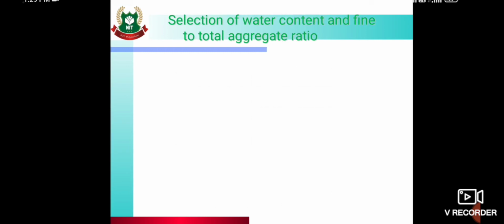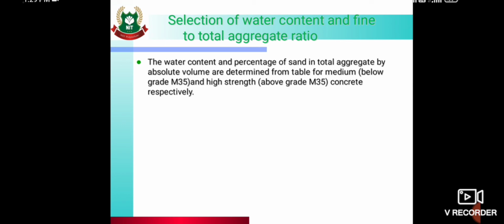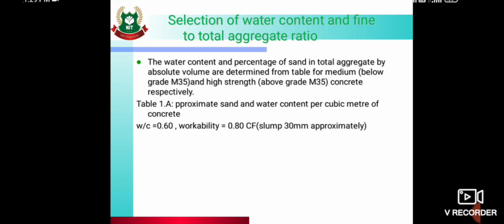Then selection of water content and fine to total aggregate ratio. The water content and percentage of sand in total aggregate by absolute volume are determined from the table for medium strength, that is below grade M35, and for high strength, above grade M35, concrete respectively. The approximate sand and water content per cubic meter of concrete we have to select from the table. From the table, for water cement ratio 0.60, workability 0.80 compaction factor or slump 33 mm respectively, we have to select the values.